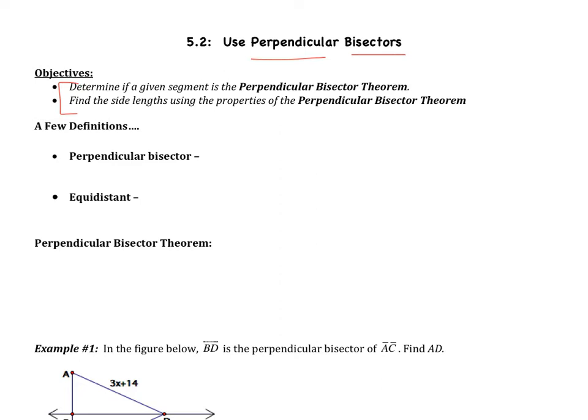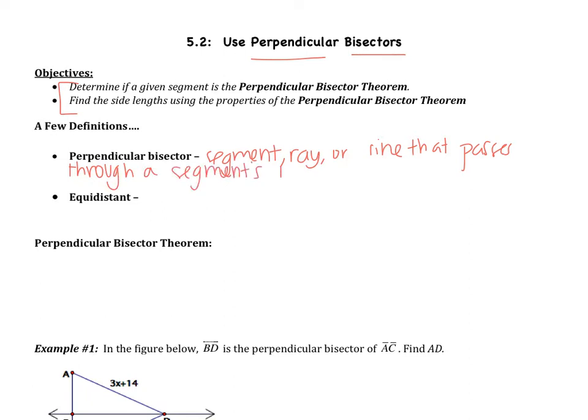So a few definitions. We should probably first talk about what is a perpendicular bisector. A perpendicular bisector is a segment, ray, or line that passes through a segment's midpoint and is perpendicular to the segment.